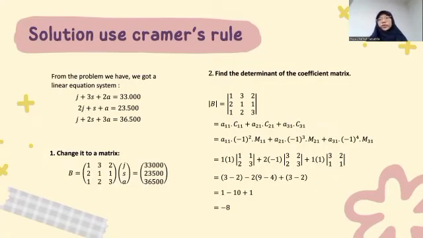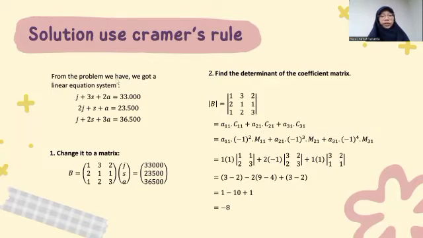Okay, as we know before from the previous explanation about Cramer's rule, we know that Cramer's rule can be used to solve a system of linear equations. So Cramer's rule can solve our problem. And here we will try to find the price of each fruit per kilogram using Cramer's rule.